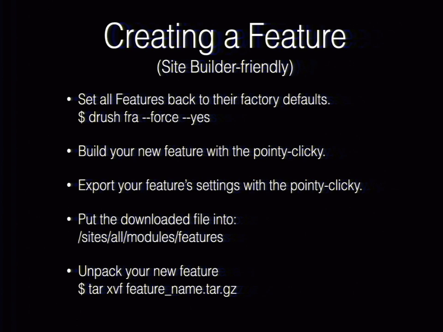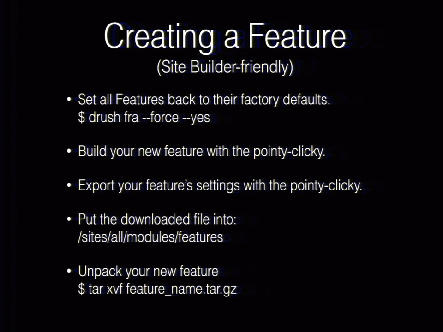So the first thing we're going to do is set everything back to factory reset the system. What's in code should match what's in the database. So we really, really revert all of our features. Then we go ahead and build the new feature in terms of the pointy clicky. I've given you the site builder version here. I haven't done the Drush version. I've said just go ahead and export your feature's settings with the pointy clicky.